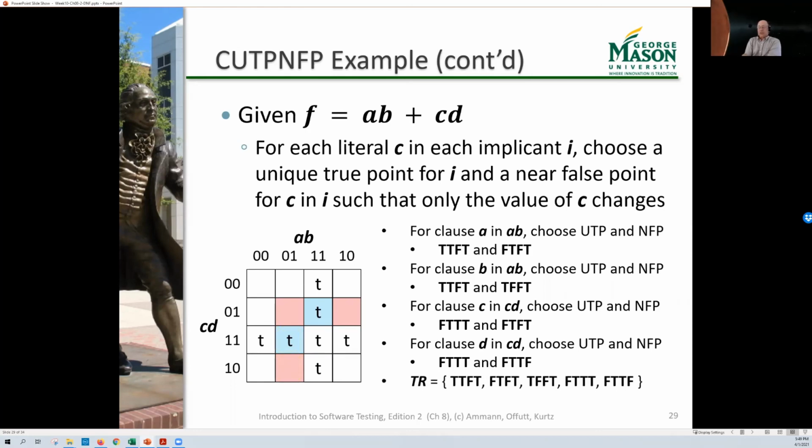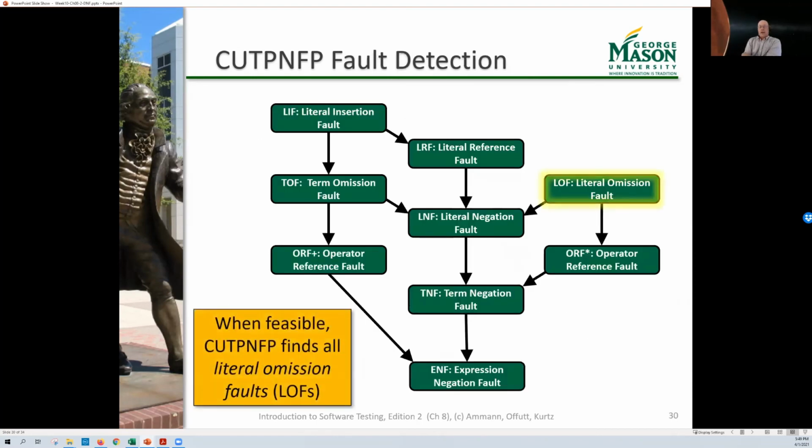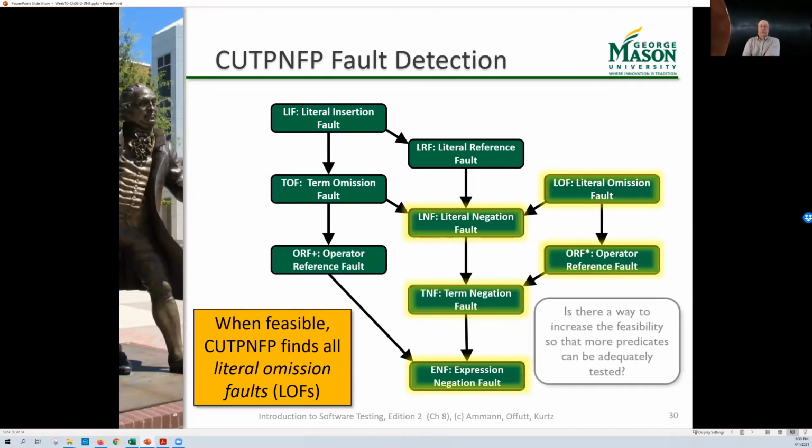And so from that, our test requirements, our set of tests to satisfy CUT-P and FP, are these shaded cells. So hey, good for us. CUT-P and FP finds all literal omission faults, which means it finds all of these too. Now, we still have a feasibility problem with CUT-P and FP because it requires unique true points and near false points, and we've already seen that that's not always feasible. But when it is feasible, CUT-P and FP will find these. So MUT-P and CUT-P and FP together, if they're feasible, will satisfy all possible classes of faults. So that sounds like a great combination of test criteria.